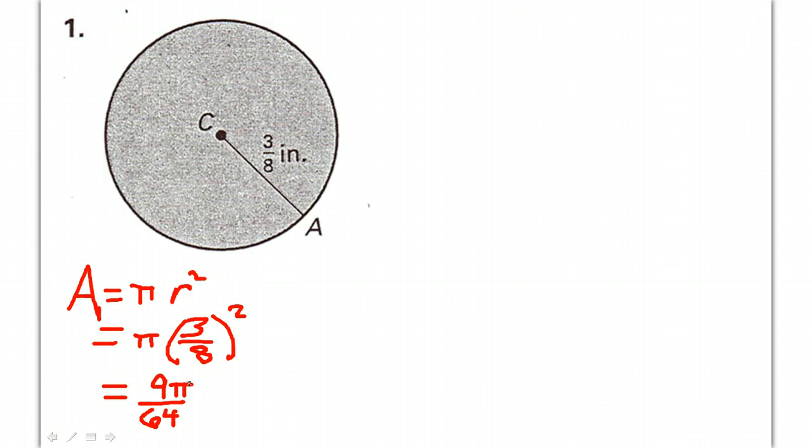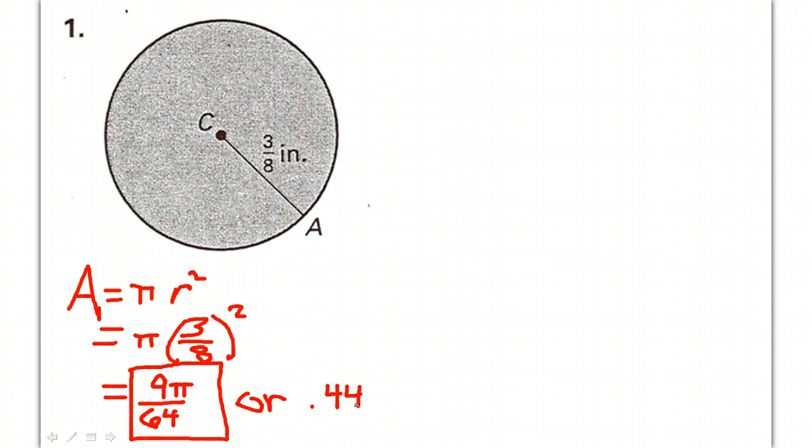Okay, so the area of the circle is 9 pi over 64. So that is the answer. If I ask you for exact, that's what you would give me. Also, I want the decimal answer as well. 0.44. Any questions about problem number one?